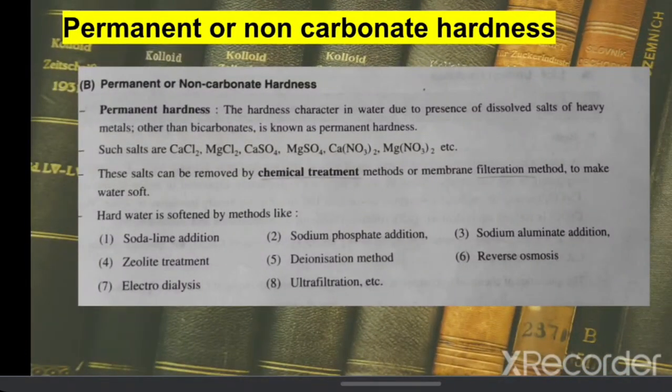Next is permanent or non-carbonate hardness. Permanent hardness is the hardness in water due to the presence of dissolved salts of heavy metals other than bicarbonate. Hard water is softened by methods like soda lime addition, zeolite treatment, electrodialysis, ultrafiltration, and reverse osmosis. These are the six methods by which hard water is softened.